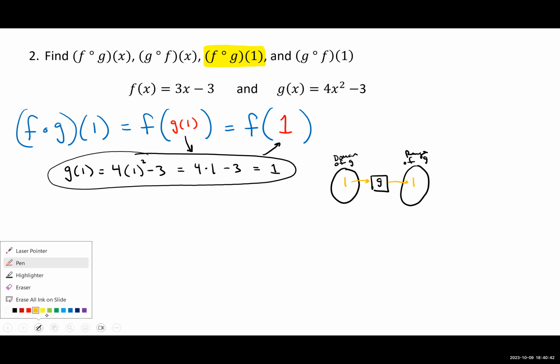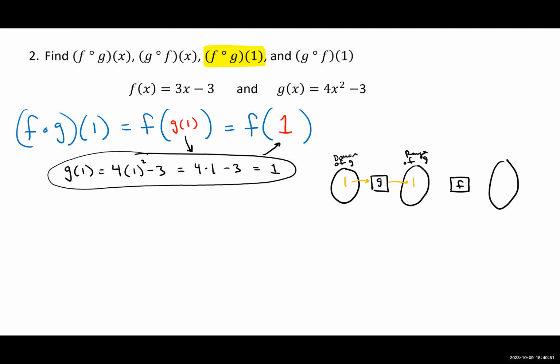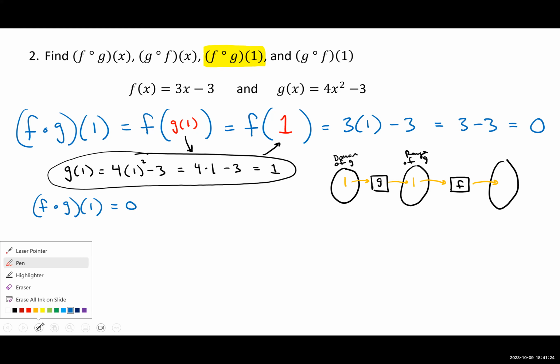And now we take that 1 and we plug it into the f function. That's what f of 1 is. So f of 1 means we plug 1 into the f function. So that's 3 times 1 minus 3, which is 3 minus 3, which is 0. So f of g of 1 is equal to 0.